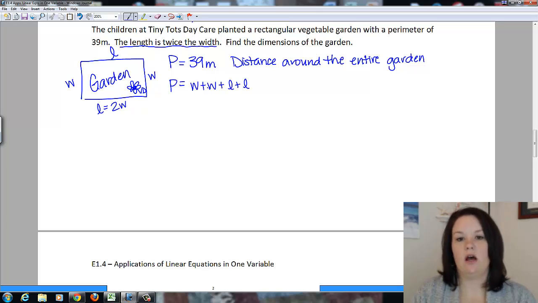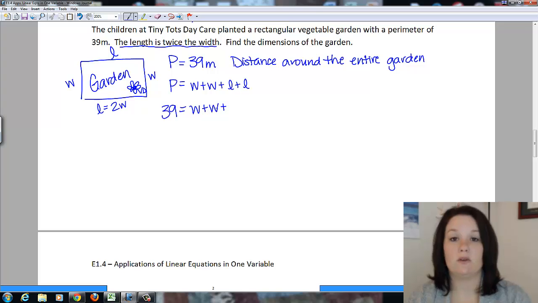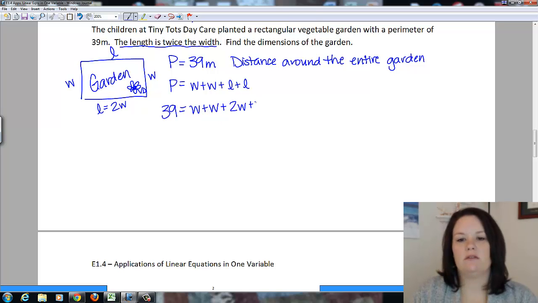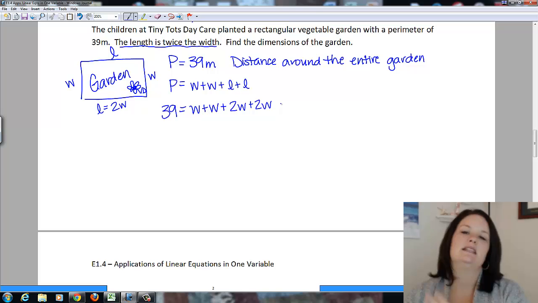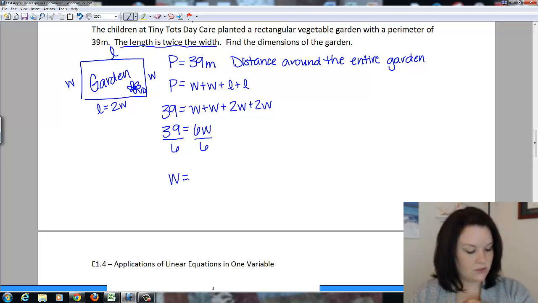So given that L is the same as 2W, I'm going to go ahead and fill in this equation. My perimeter, my P, I know is 39. I don't know W, so those stay W's. But for each of my L's, since I know that the length is the same as twice the width, I can put 2W in for each of those. And now I have a nice linear equation with only one variable that I can solve for. I'm going to add all my W's together. So I have 1, 2, plus 2 more is 4, plus 2 more is 6. So 6W.